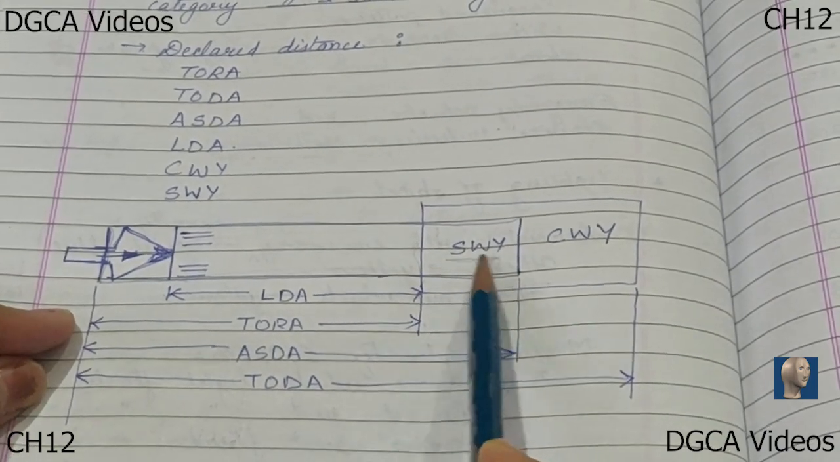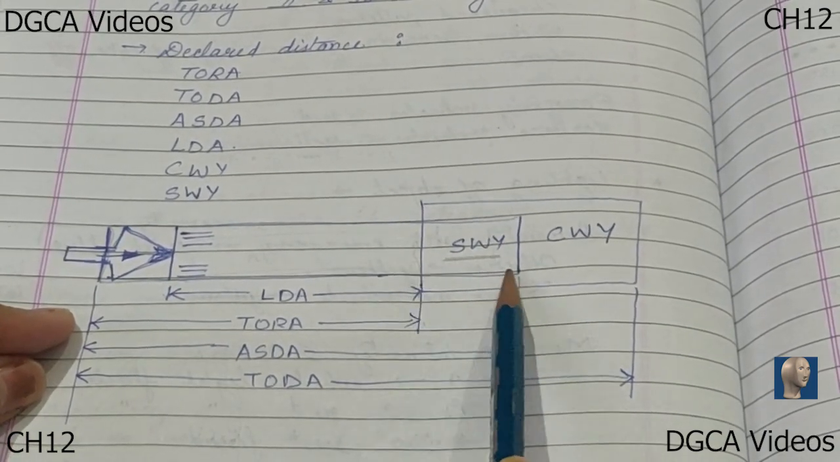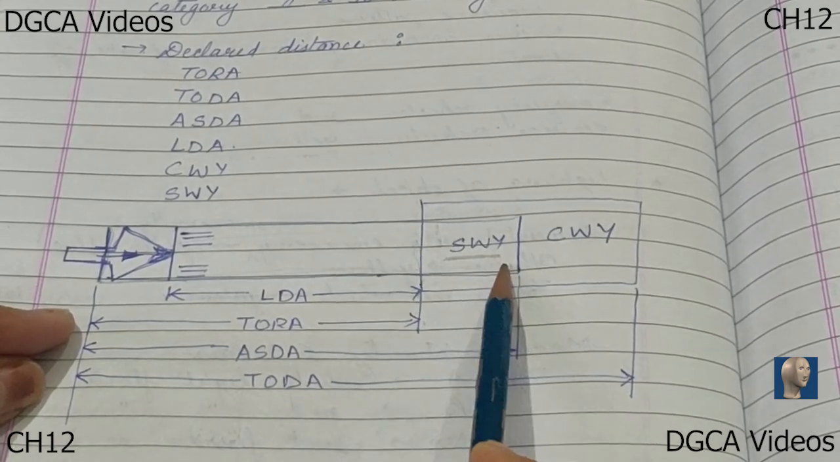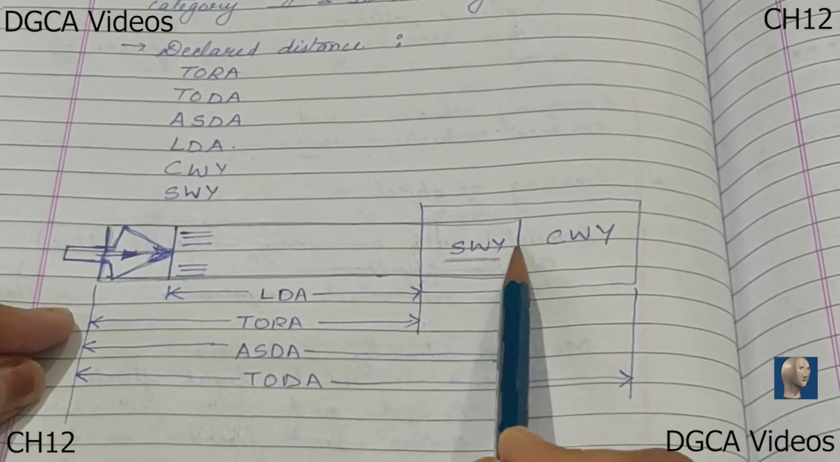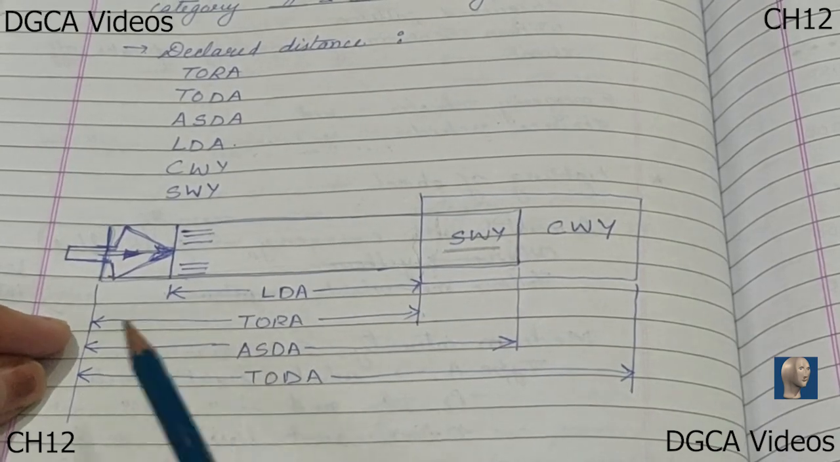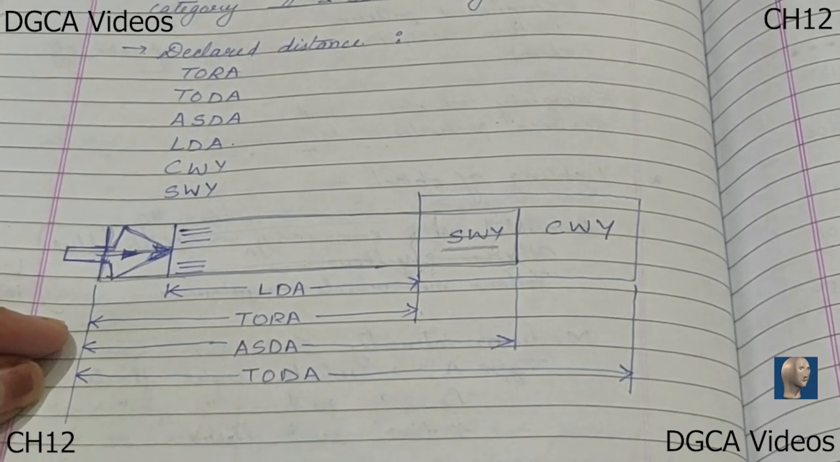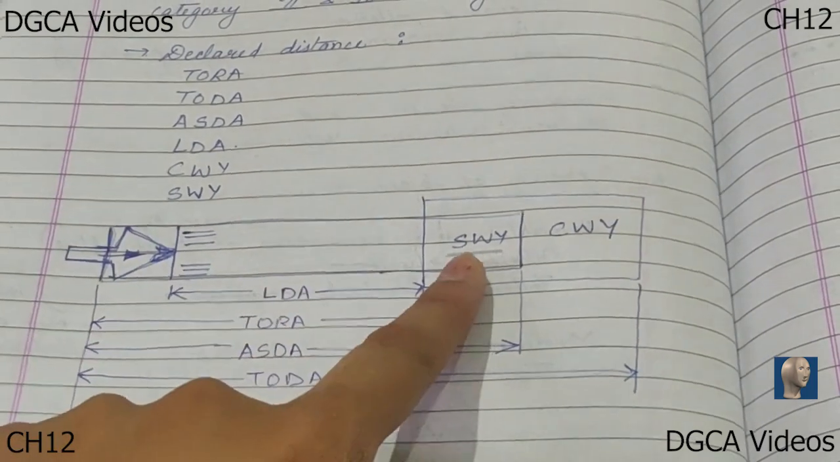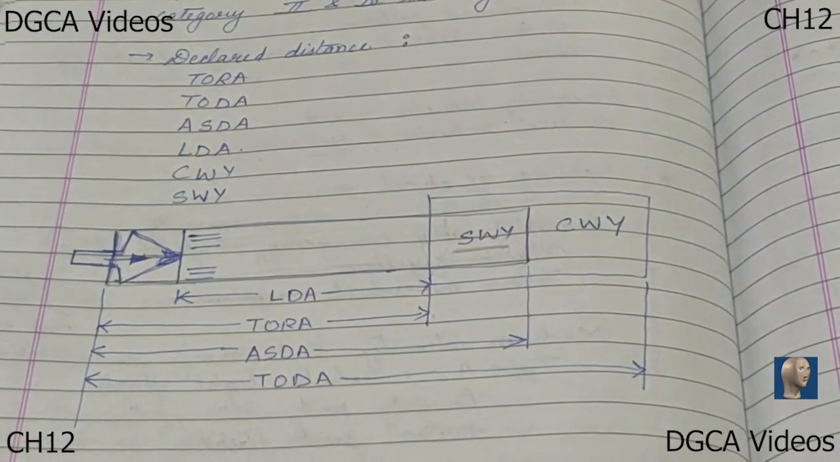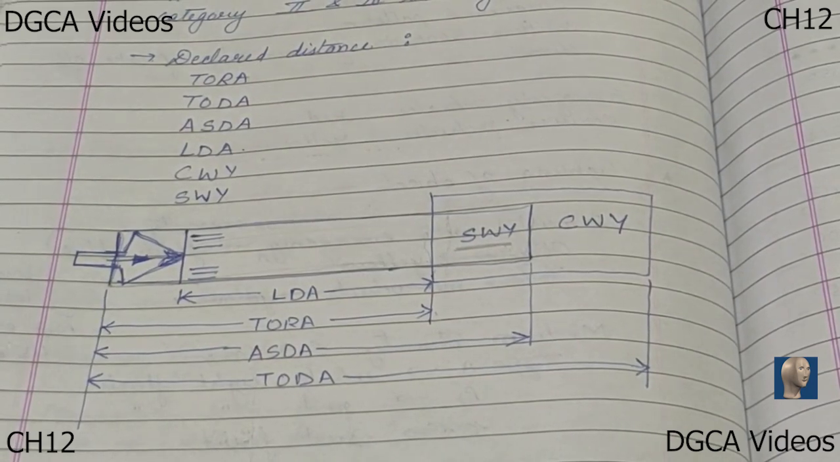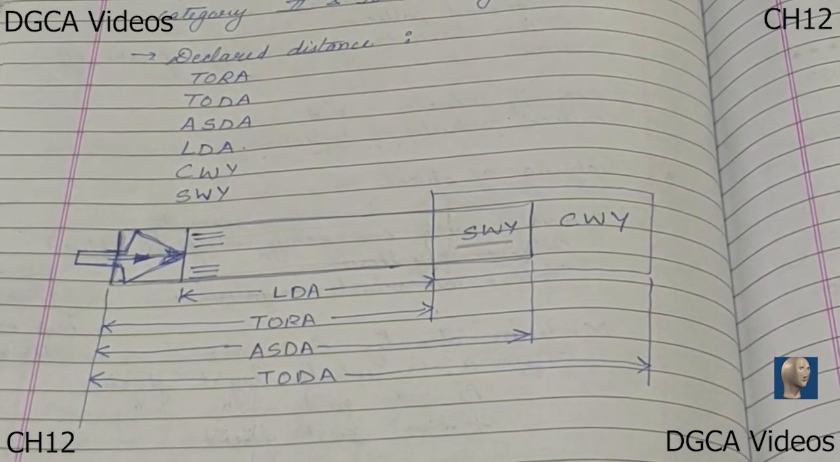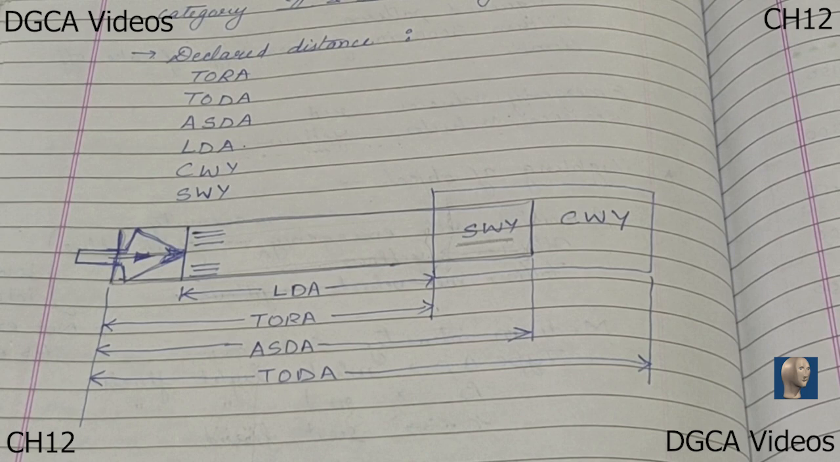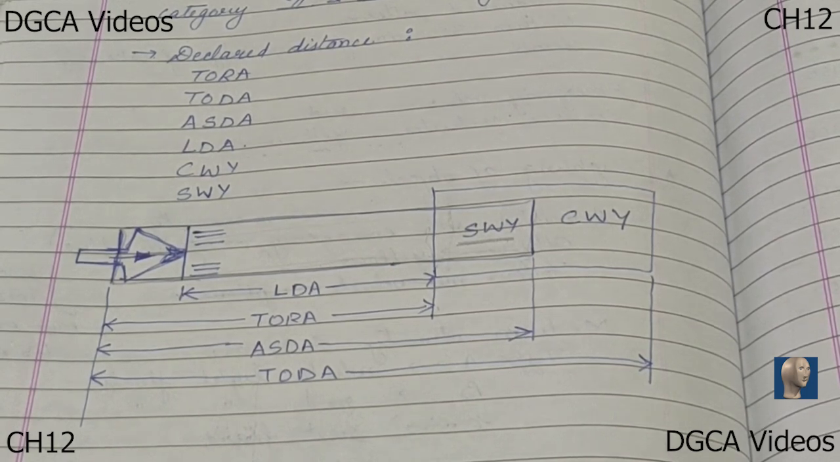And this is a stopway, an extra part of the runway. The width is the same as that of the runway and it is extended a little bit more. If there is a requirement to stop the takeoff, the aircraft can stop in the stopway region, but it is not used in normal takeoff conditions. And TODA is the one which includes the clearway.